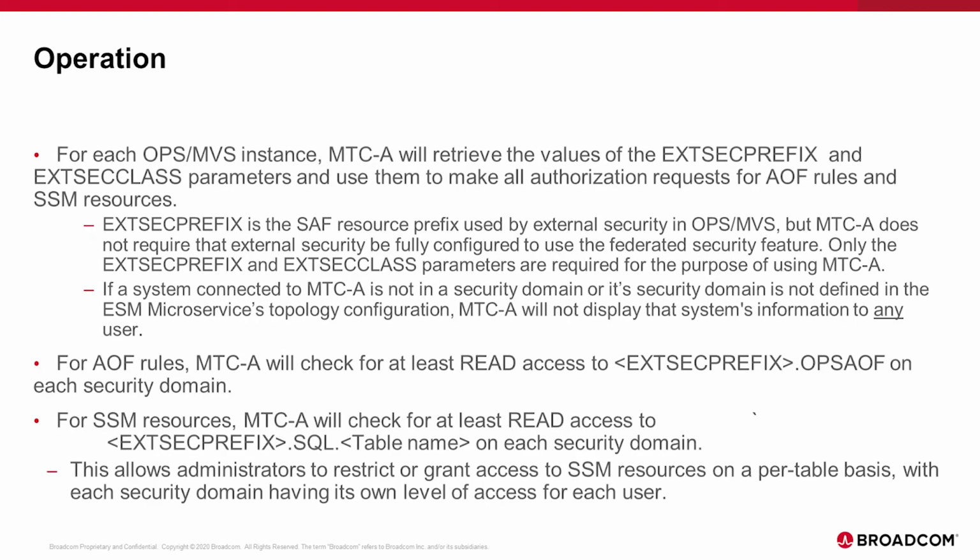For each OPS MVS instance, MTC-A will retrieve the values of the external security prefix and external security class parameters and use them to make all authorization requests for AOF rules and SSM resources. External security prefix is the SAF resource prefix used by external security in OPS MVS, but MTC-A does not require that external security be fully configured to use the Federated security feature. Only the external security prefix and external security class parameters are required for the purpose of using MTC-A.